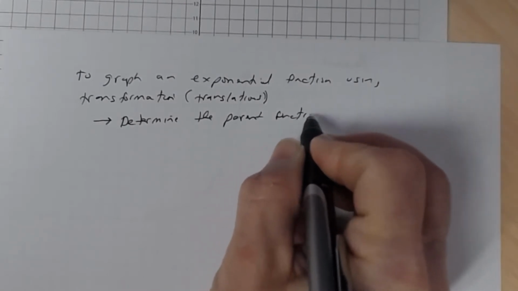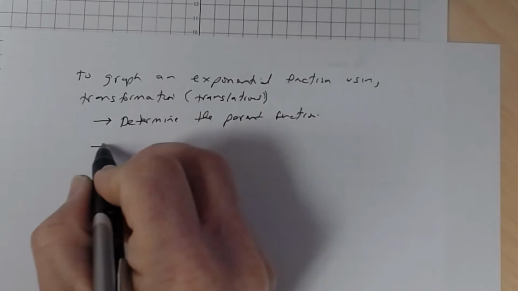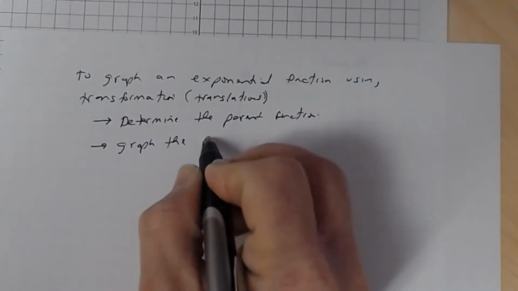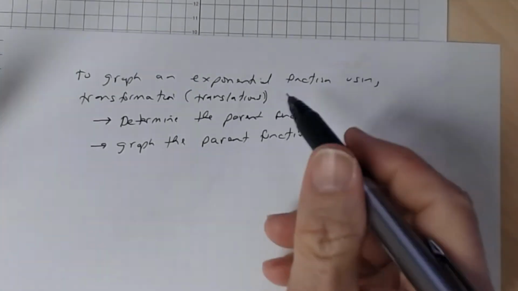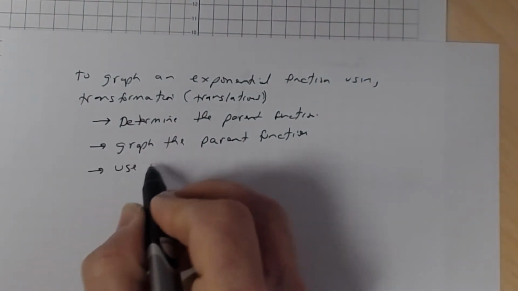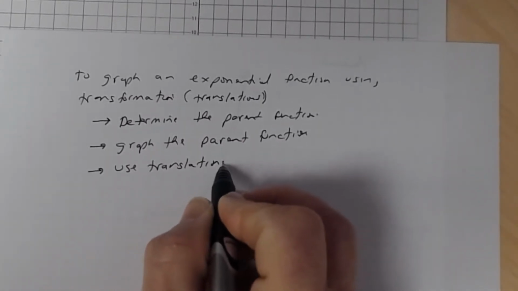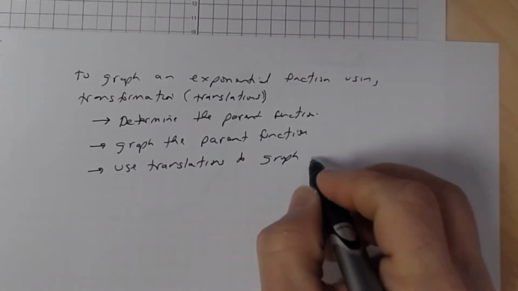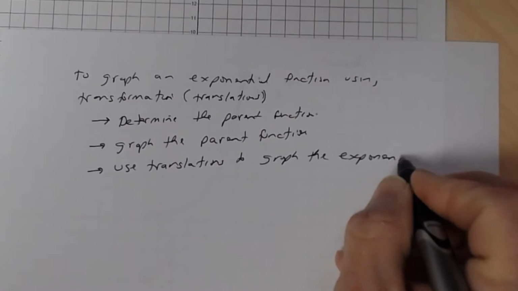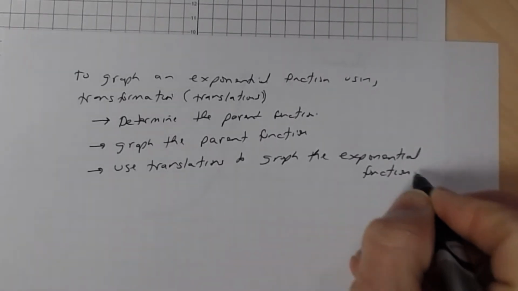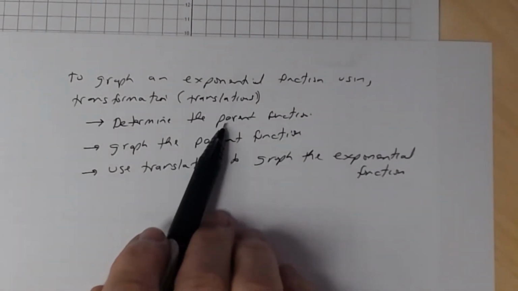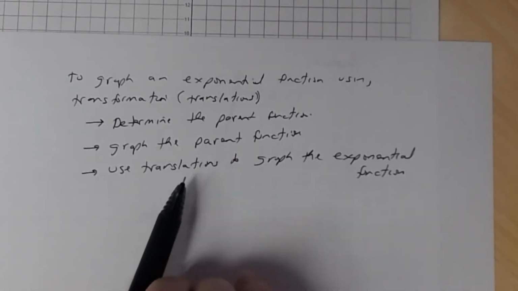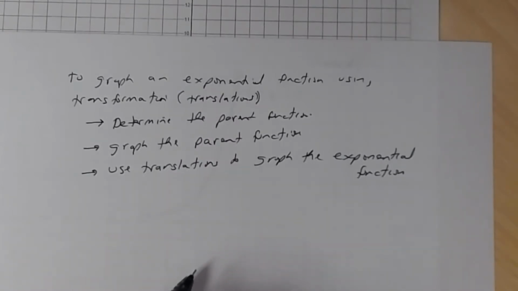Okay? And then once we determine the parent function, we need to graph the parent function. And once we graph the parent function, then you're going to use translation to graph the exponential function. It's a very simple process because all we're doing here is looking at translations. So you first determine the parent function, then you graph the parent function, and then you use translation to graph your exponential function. And then you're done. That's all you do.